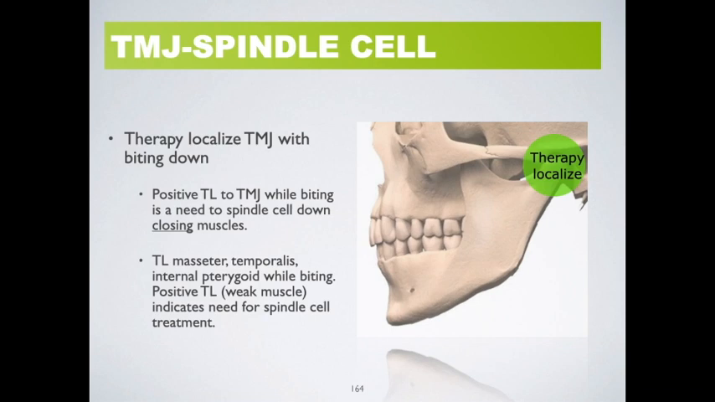Then we go back through, we TL the masseter, the two divisions, superficial and deep, each side. We TL the temporalis, anterior, middle, and posterior divisions. And then the internal pterygoid, same way, we TL those while biting. Before, we were TLing them while opening. So we find which muscle needs spindle down, and then we go from there.